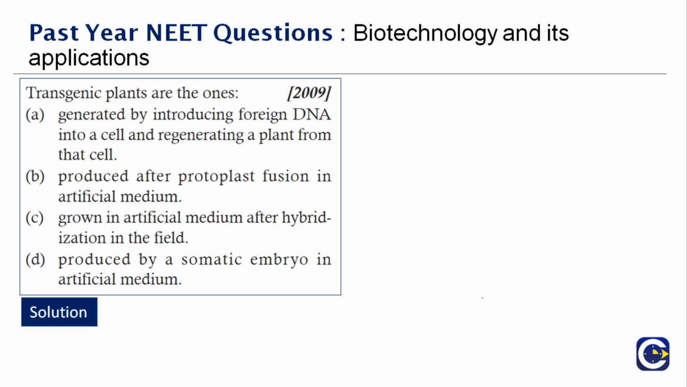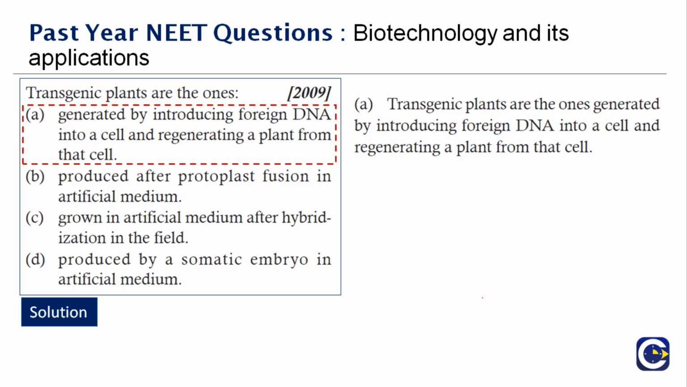They are generated by introducing a foreign DNA into a cell and regenerating a plant from that cell. The first option is right, because we are introducing something foreign. It is not natural or innate. So transgenic plants are the ones generated by introducing the foreign DNA into the cell, and once again after you introduce it, of course they will regenerate into a whole plant or an animal, but they'll have modifications in their genome. Therefore the right answer to this question is option A.